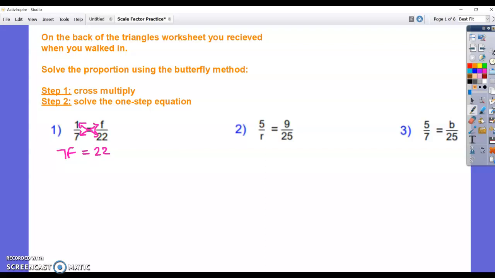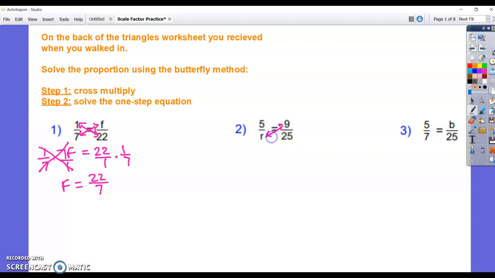One of our options is to multiply by the reciprocal. So the reciprocal of 7 is 1/7. Because then the 1s would cancel and the 7s would cancel, leaving me with f equals, and then you're multiplying straight across. So 22 times 1 is 22, and 1 times 7 is 7. So f is equal to 22 over 7. We're just going to leave them as improper fractions for today.